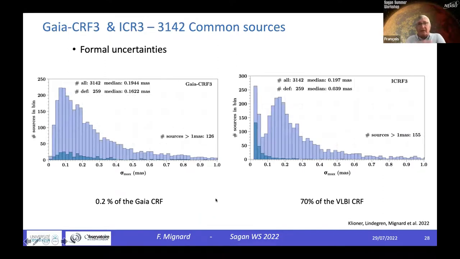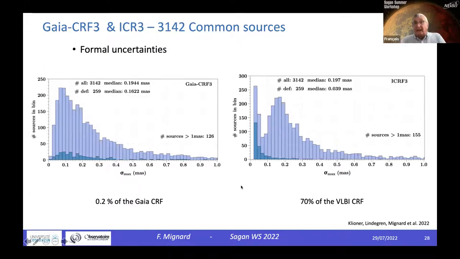Now I work only on the common sources. Common sources are the 3,142 sources which are in the ICRF radio and which have also been seen in the visible by Gaia and belong to the Gaia CRF3. So this is about 0.2% of the Gaia CRF, but this is 70% of the VLBI series. So this plot should not be interpreted in the same way.